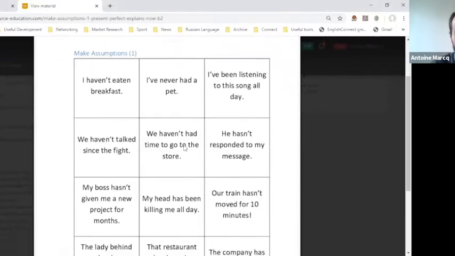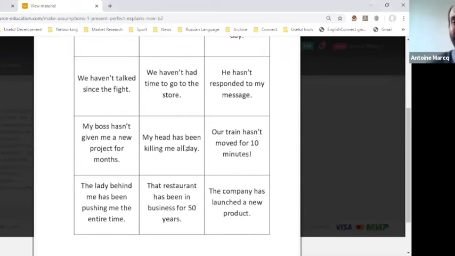I don't know, just randomly. Our train hasn't moved for 10 minutes. Assumptions. The person is worried. Okay, there might be some repairs on the tracks. There might be a very serious situation in the city. My head has been killing me all day.